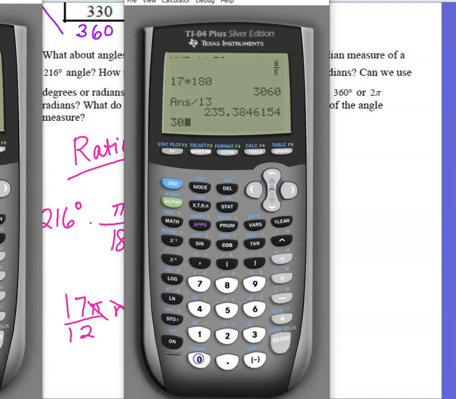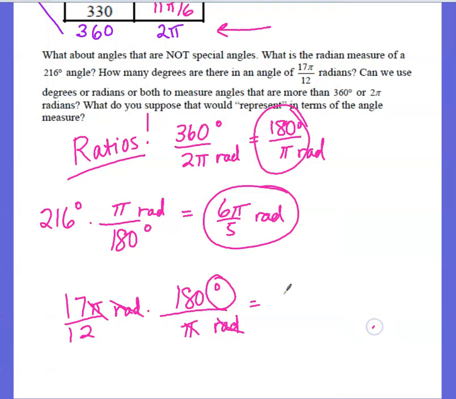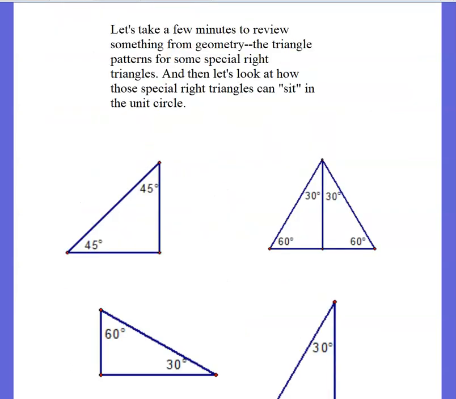Oops, I did 13, didn't I? Let's try that again. So 255. So I end up with 255 degrees. Okay? All right. Okay, so let's take a look forward.